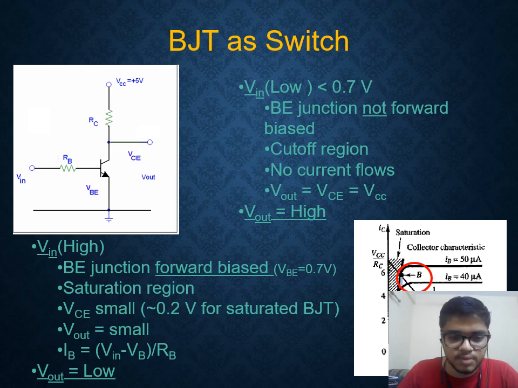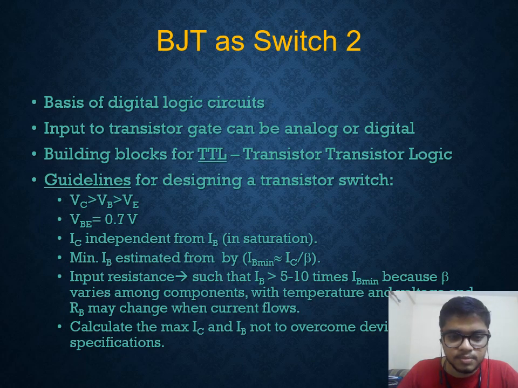BJT as a switch: we can use it as a switch. This is the circuit showing how it works as a switch. These are the basic formulas. These are the use cases for different types of switches. This is the building block for TTL and transistor logic, with guidelines for designing transistors and switches.